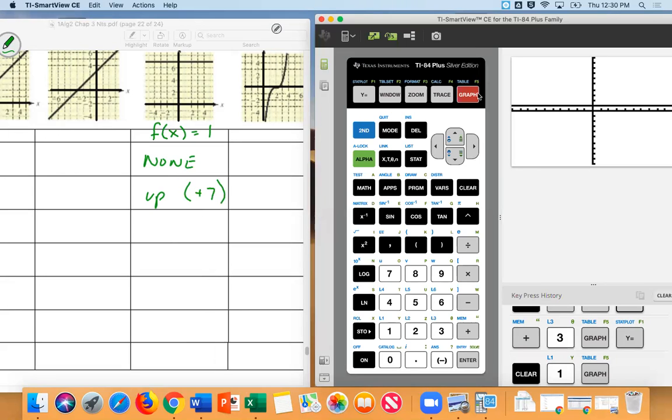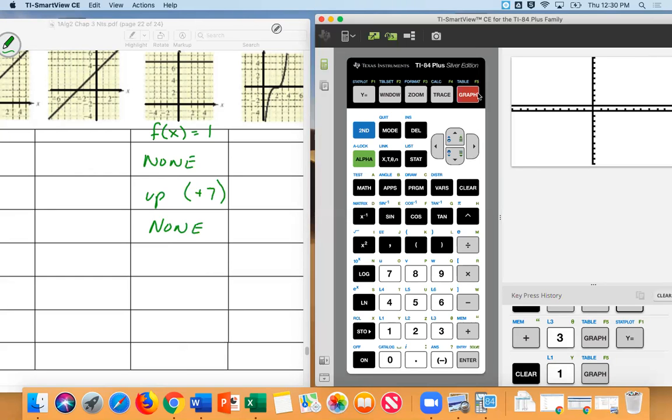Okay? Jay just picked 1 so that we could see the line. It would typically be at 0. But if I graphed it, you wouldn't be able to see it. So we just took this and moved it up 7 units. Okay? Is it reflected? No.